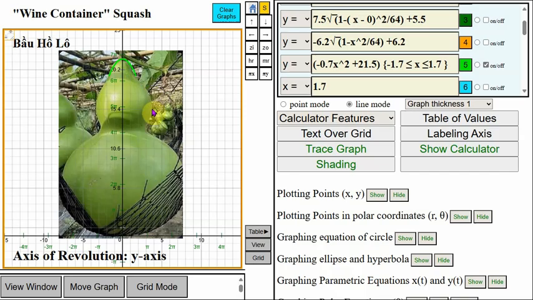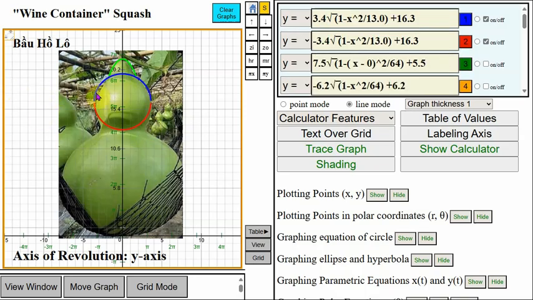And then this curve right here looks like an ellipse, and so I fit it with an ellipse. I fitted this ellipse right here as 3.4 times the square root of 1 minus x squared divided by 13, plus 16.3. You just have to play around with it for a few minutes to get the curve that will closely fit. And then the bottom curve here is just negative 3.4 times the square root of 1 minus x squared divided by 13, plus 16.3.